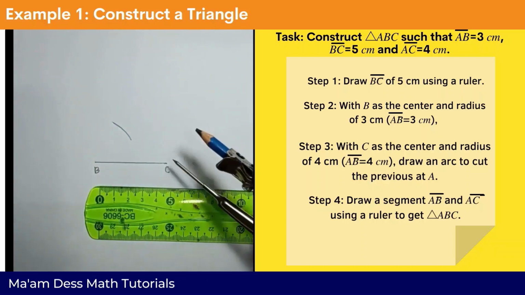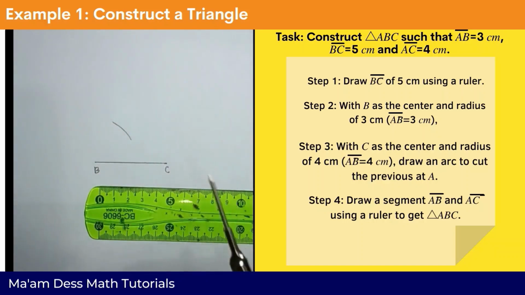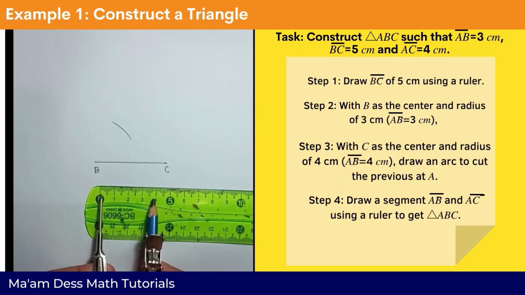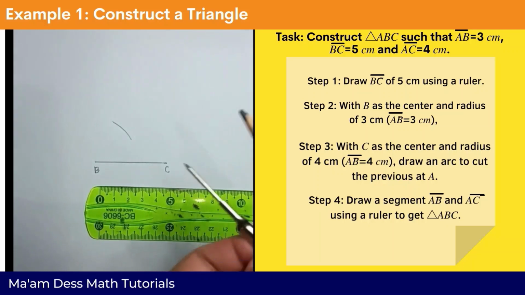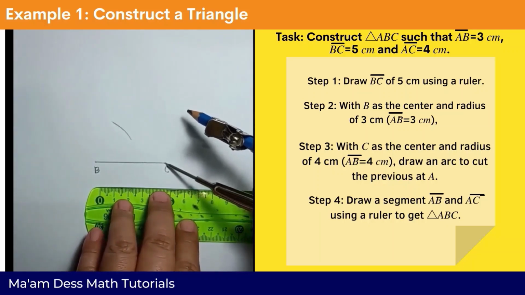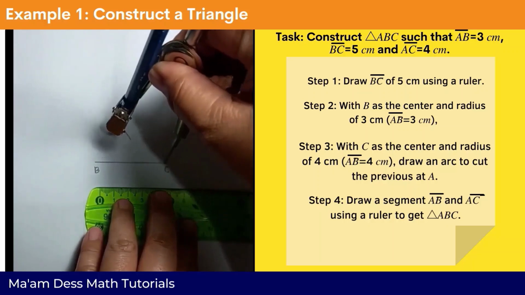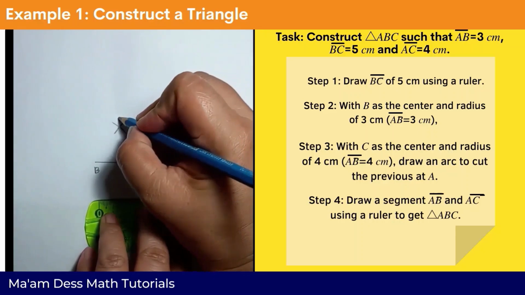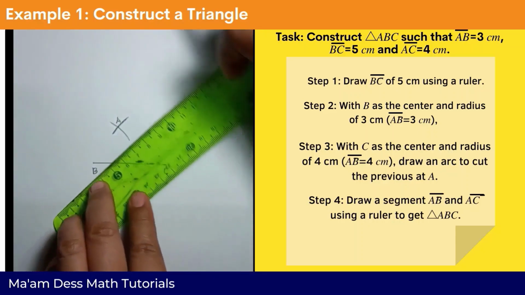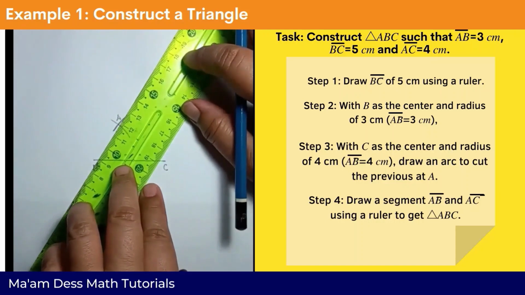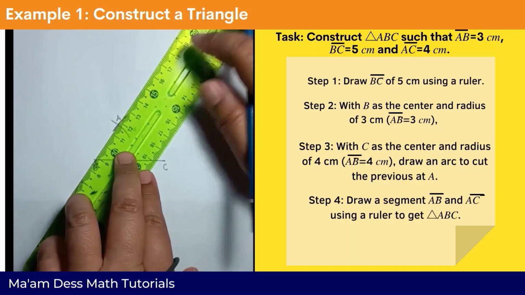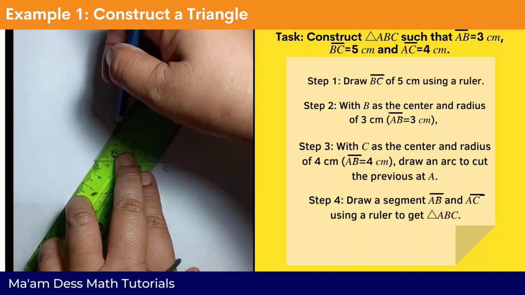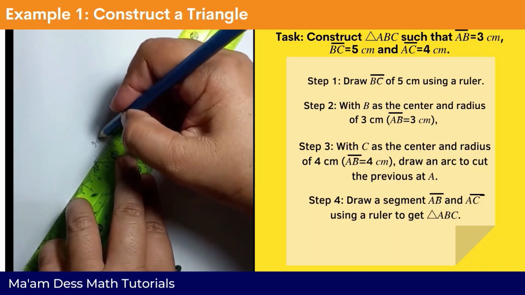Okay. And then from C, let us make side 4 centimeters. So, set up the compass with a length of 4 centimeters, from point C. And now, label it with point A. And then, connect now AB, which is 3 centimeters.